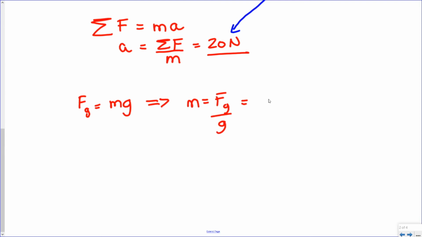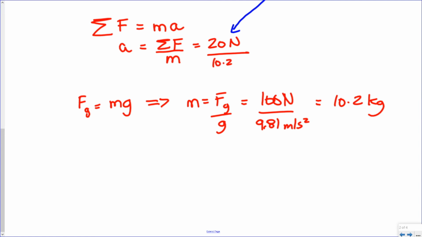The force of gravity was 100 newtons. The acceleration due to gravity is 9.81 meters per second squared. And when we do that, we get 10.2 kilograms, which we're going to then just put in here. We're going to use it in this formula. You'll find with these questions, there's going to be a lot of finding something one way and plugging it in somewhere else.